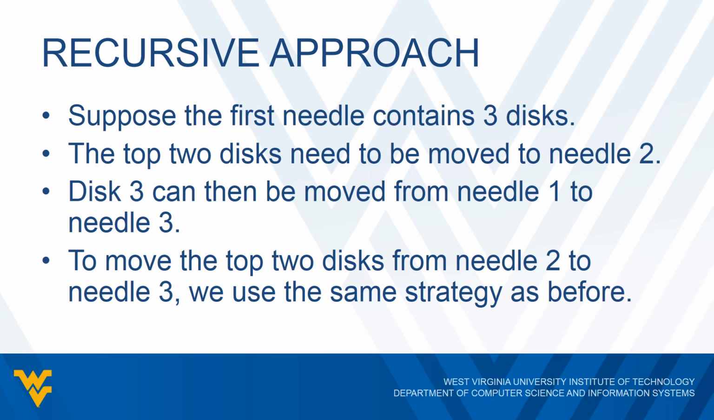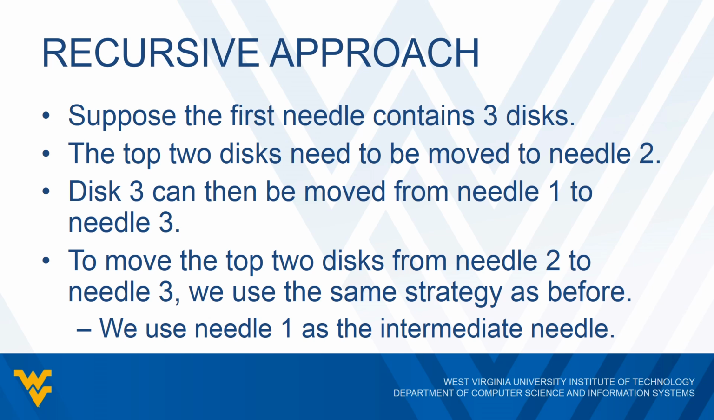And then all we have left to do is just take the top 2 discs from needle 2 and move them to needle 3. So we would use the same strategy from before when we moved the 2 discs from needle 1 to needle 2. Well, how do we do that? Well, in this particular case, we could use needle 1 as the intermediate needle, whereas before, when we moved the first 2 discs from needle 1 to needle 2, we could use the third needle as the intermediate needle.